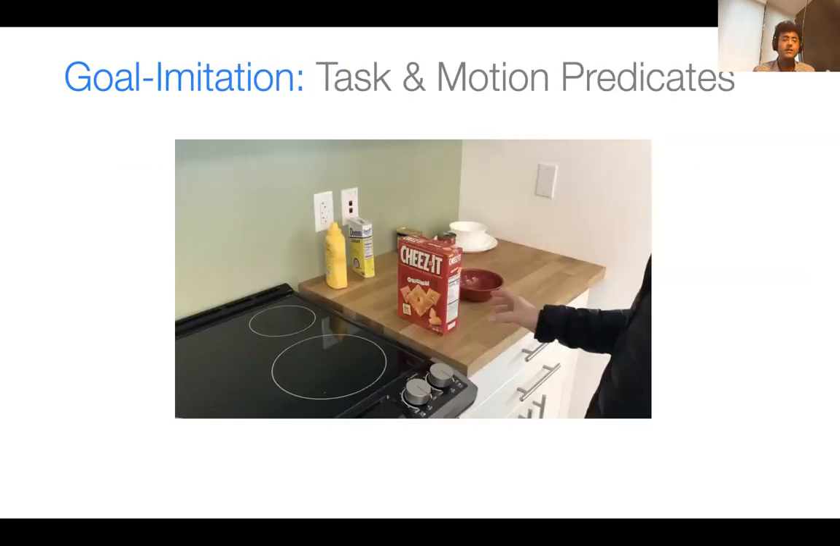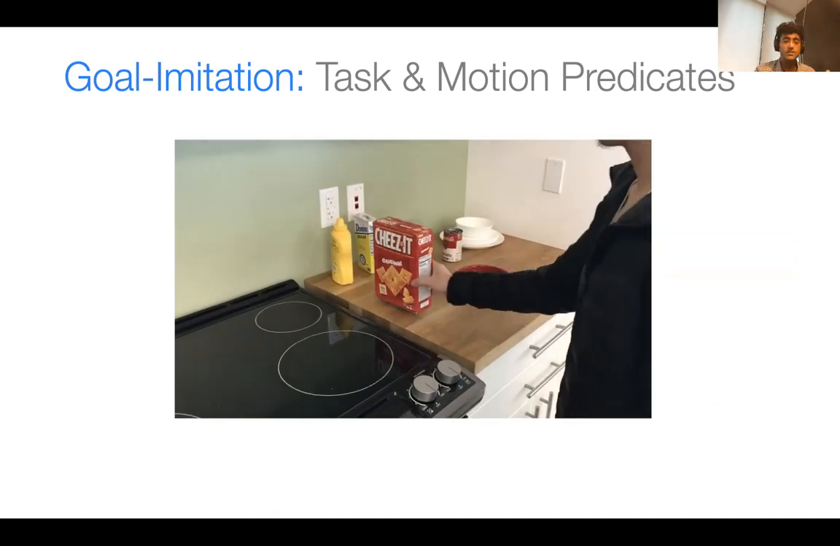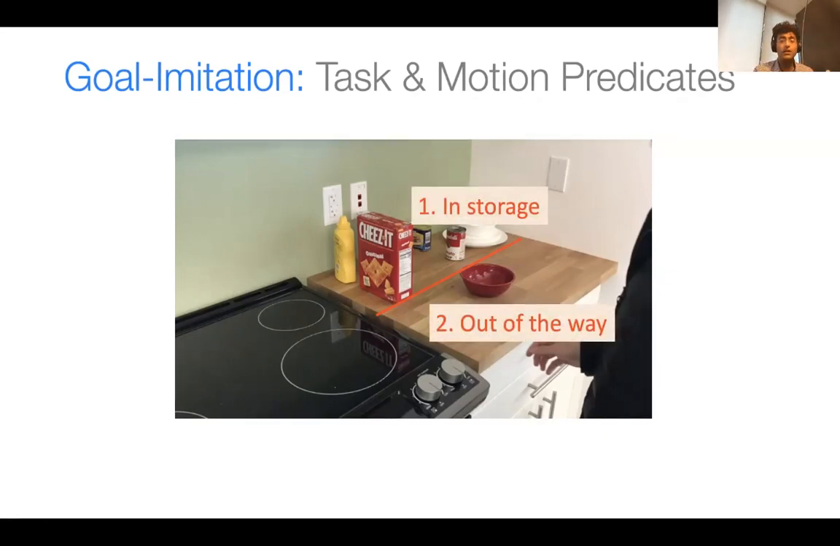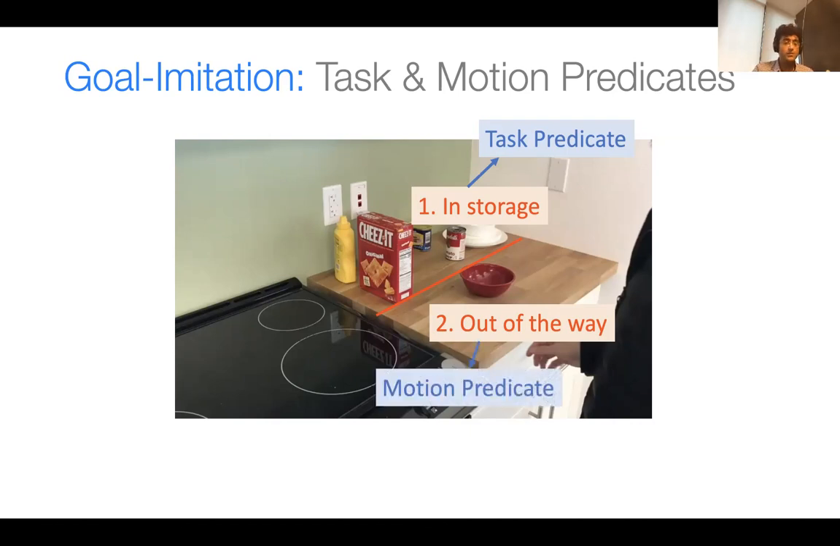So now we need to understand and define what is required and what is a constraint. In this particular case, moving the Cheez-It is only completing a constraint, moving the Cheez-It out of the way. So we define the idea of a task predicate, which is a required part of the task or required part of the goal, while a motion predicate is something that needs to be done so that you can achieve the goal, but it is not necessarily part of the goal specification.